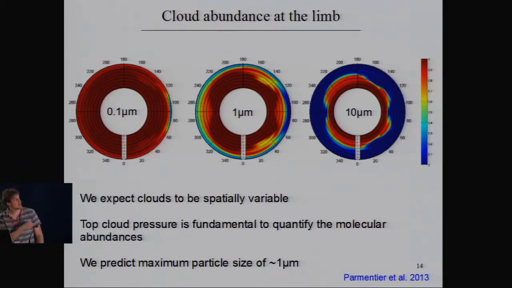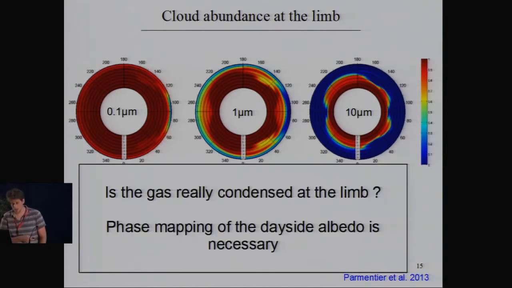If it's a little bit before the terminator, it should be cloudy everywhere. If it's slightly after, as we've seen that the hotspot is shifted to the east, I might have no clouds on the west, but clouds on the east side. And so, is the gas really condensed at the limb of the planet? Phase mapping of the dayside albedo of the planet can help to disentangle this problem.